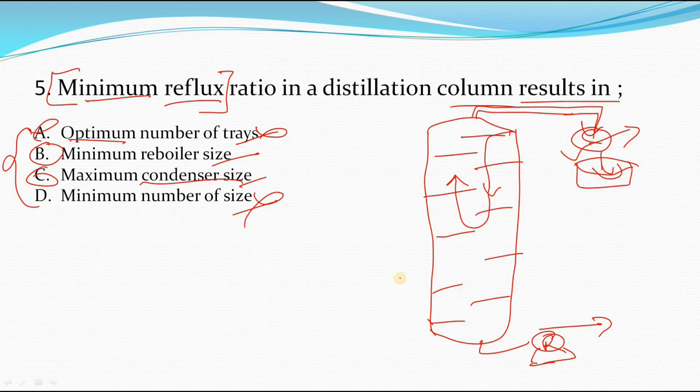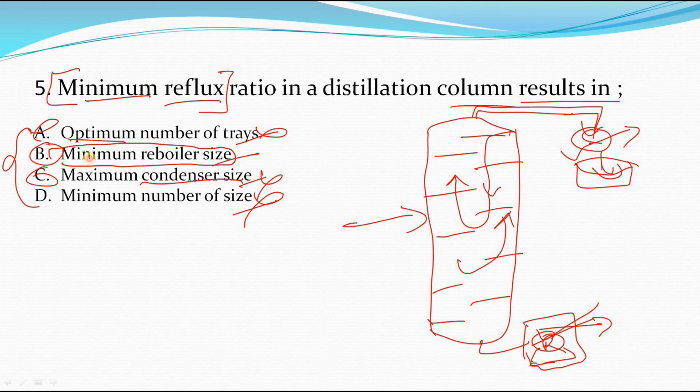And at the same time, we do not require a large reboiler size. Why? Because if we have to feed the liquid, it depends upon the types of feed, and it will definitely vaporize and go upward. Why? Because the contact time in this distillation column is high. That's why the maximum condenser size will not be the right answer. The minimum reboiler size would be the answer.